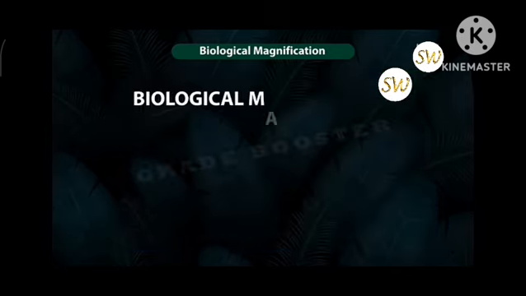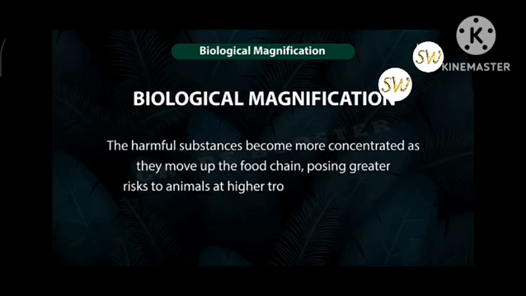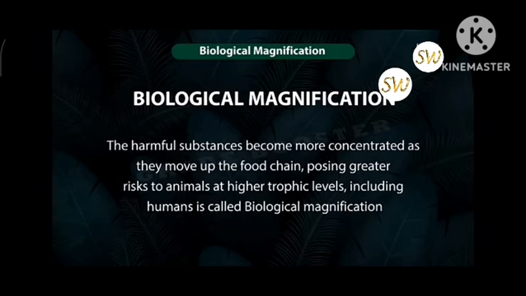This phenomenon is called biological magnification. Let's see the definition of biological magnification. When harmful substances become more concentrated as they move up in the food chains, posing greater risk to animals at higher trophic levels, including humans, this is called biological magnification.